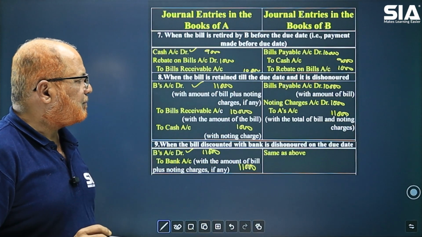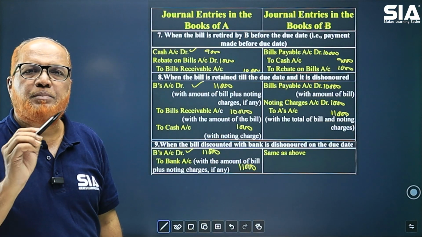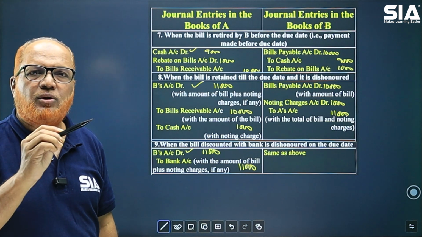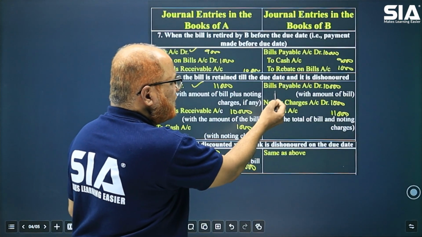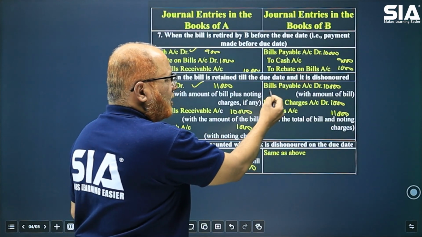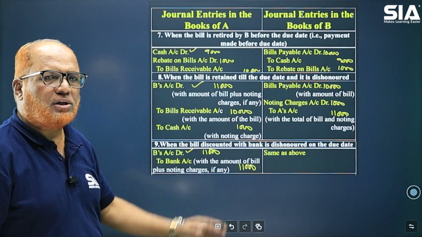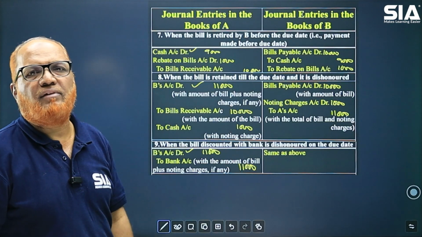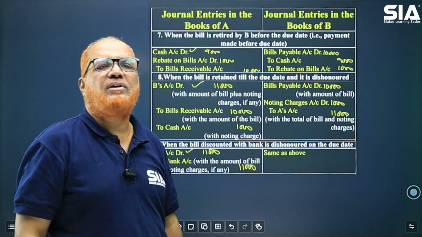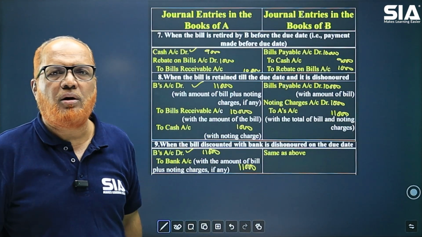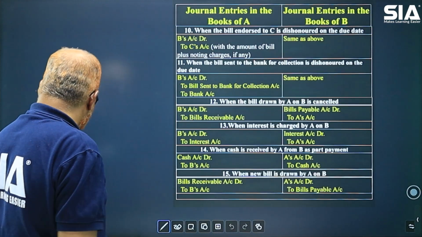Now in the books of B, he will debit bills payable account. Then he will debit noting charges account, credit A's account. Same entry as above: bills payable account debtor 10,000, noting charges account debtor 1,000, to A's account 11,000. This is the case when the bill is discounted with bank and dishonored on due date. So totally 9 entries I have explained.